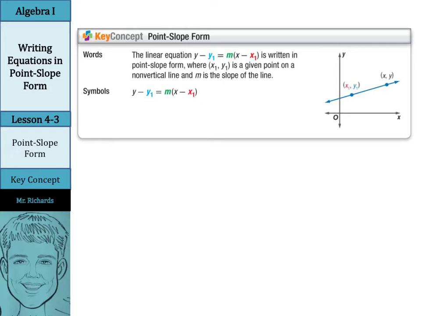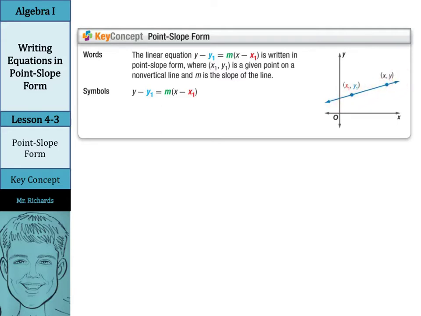What is point-slope form? Well, the linear equation y minus y1 equals m times the quantity x minus x1 is written in point-slope form, where (x1, y1) is a given point on a non-vertical line and m is the slope of the line. And you can see it here where you have y minus y1 equals m times x minus x1. Now, the difference between point-slope form and slope-intercept form: in point-slope form we still have the slope of the line, which is still m.